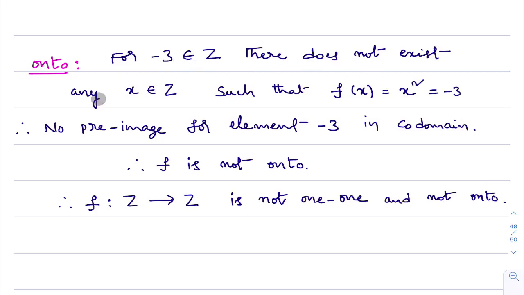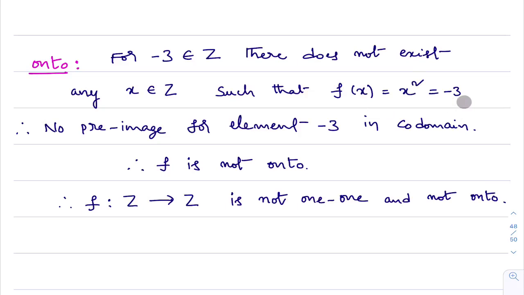There does not exist any x in the domain set. See here, these are both Z to Z, that's why you may be confused. This is the domain Z. This is the codomain. I took minus 3 in the codomain. There does not exist any element in the domain such that f of x equals minus 3, where the function is defined as x square.